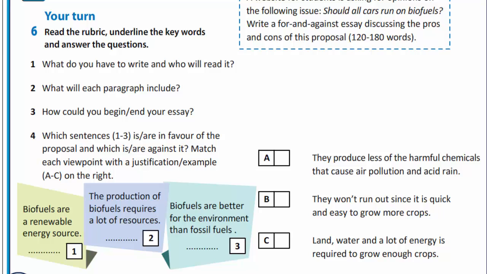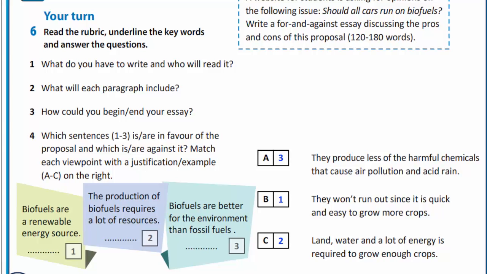Let's check. Number 1, biofuels are a renewable energy source. It's B. They won't run out since it is quick and easy to grow more crops. Number 2, the production of biofuels requires a lot of resources. It's C. Land, water, and a lot of energy is required to grow enough crops. And the last, biofuels are better for the environment than fossil fuels. It's A. They produce less of the harmful chemicals that cause air pollution and acid rain.